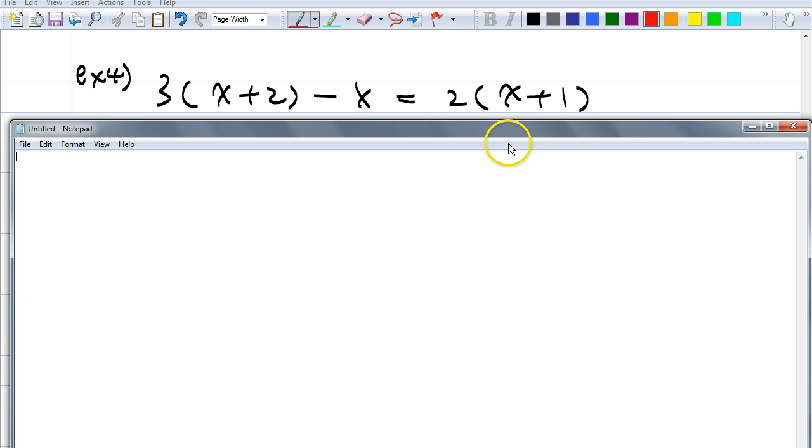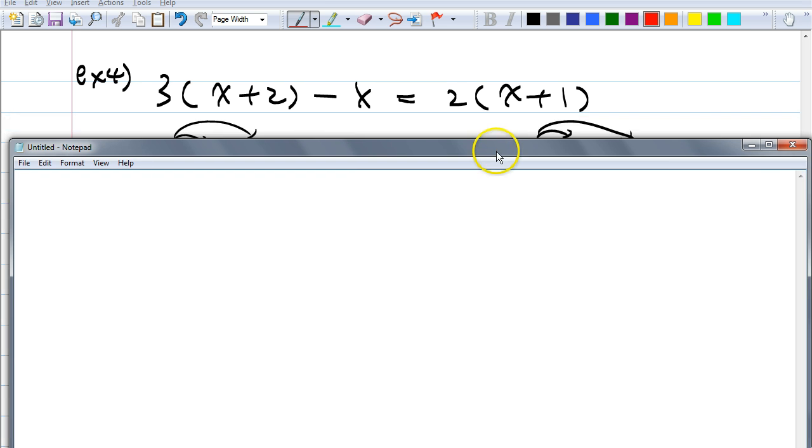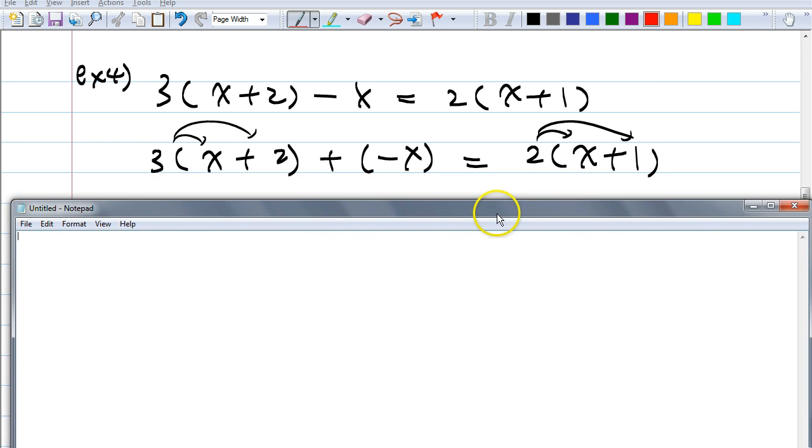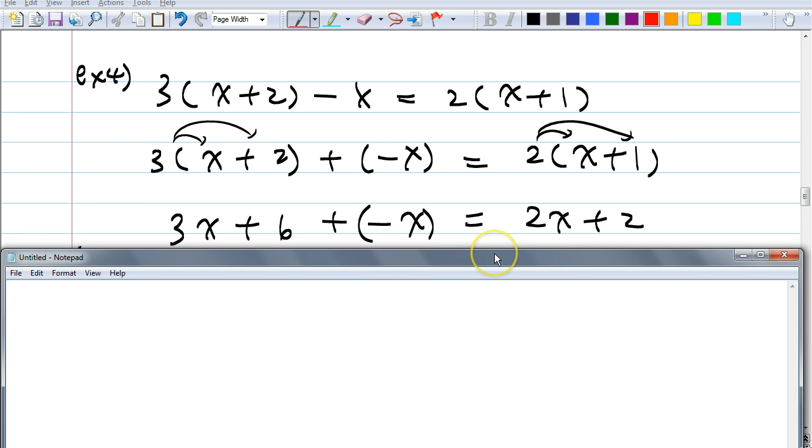So let's do that, and of course, when I do this, tell me what I write here, Eugene. 3x plus 6 minus x, right? Equals 2x plus 2. You got it. And I change it to addition. Is that okay? Yeah, I like addition, because I don't want to make silly mistakes, right? Not forgetting negatives.